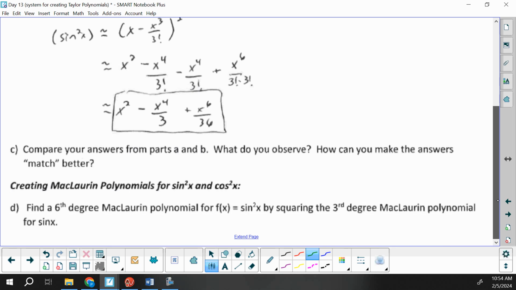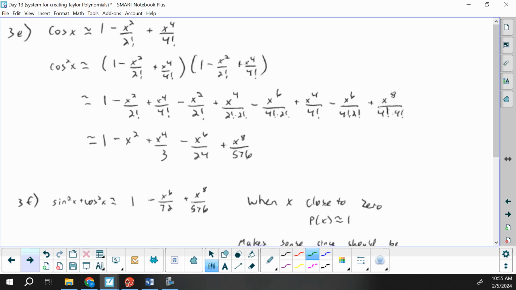And then we wanted to, in E, do cos squared by taking the 4th degree for cos and squaring it. This one got a little messy because you had to distribute three things through, but you end up getting this line here after you neaten it up. Now we wanted to get a polynomial for sine squared plus cos squared. So take your answer from D, add it to your answer from E. And that would end up giving you what we have on the bottom there for F.